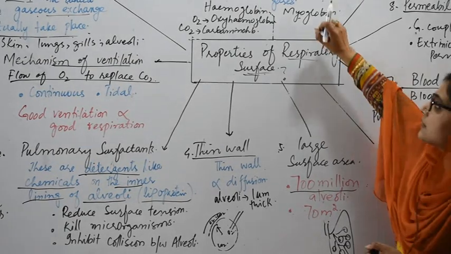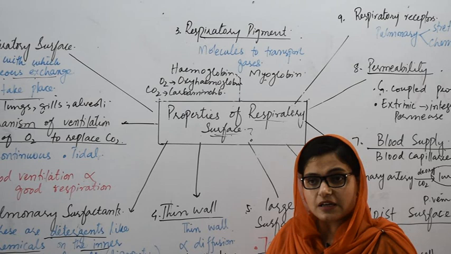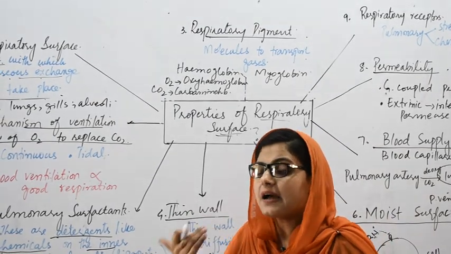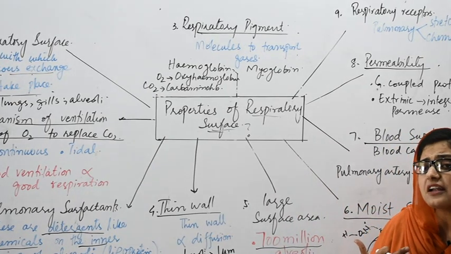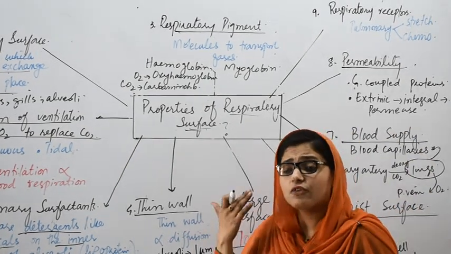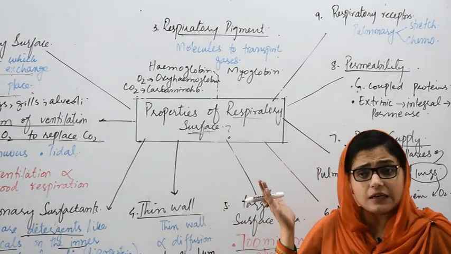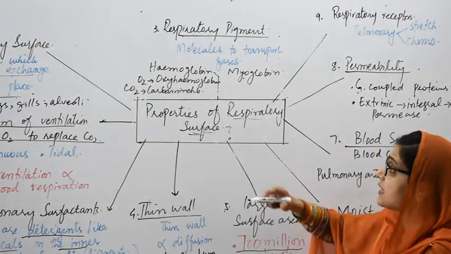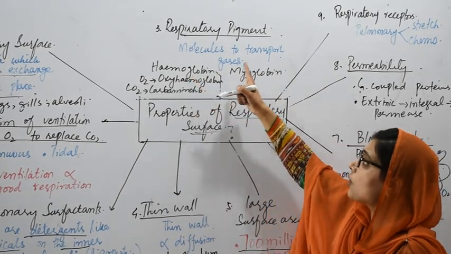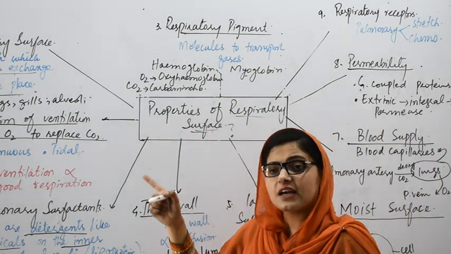Then comes the third property, that is the respiratory pigment. It is not provided with the respiratory surface directly but by means of blood. It means that if the respiratory surface is not provided with blood, and in the blood with the respiratory pigments, then easy diffusion of the oxygen and the carbon dioxide could not take place. So for that, hemoglobin and myoglobin are those respiratory pigments which are present inside the human body.